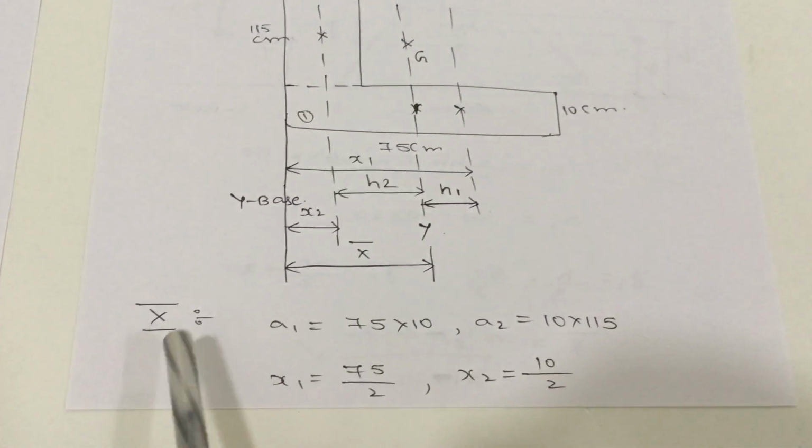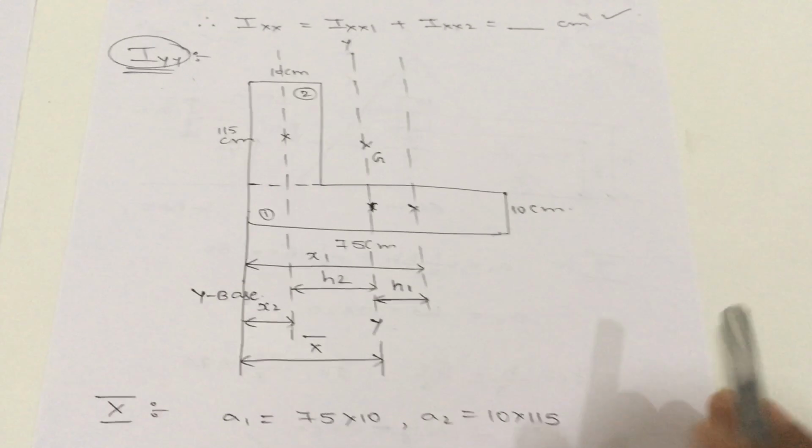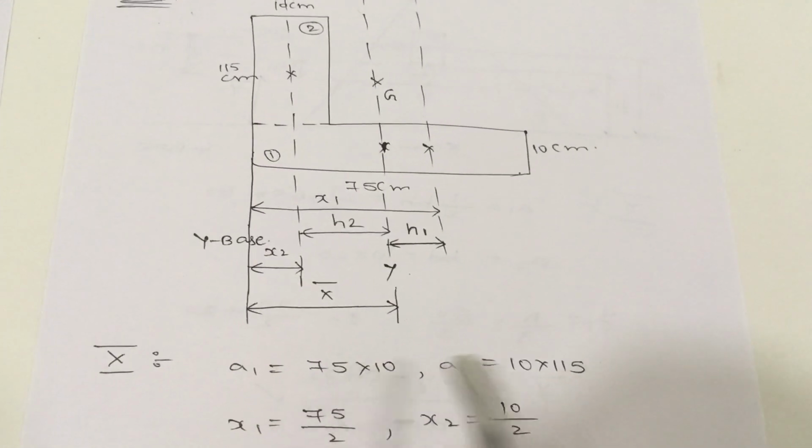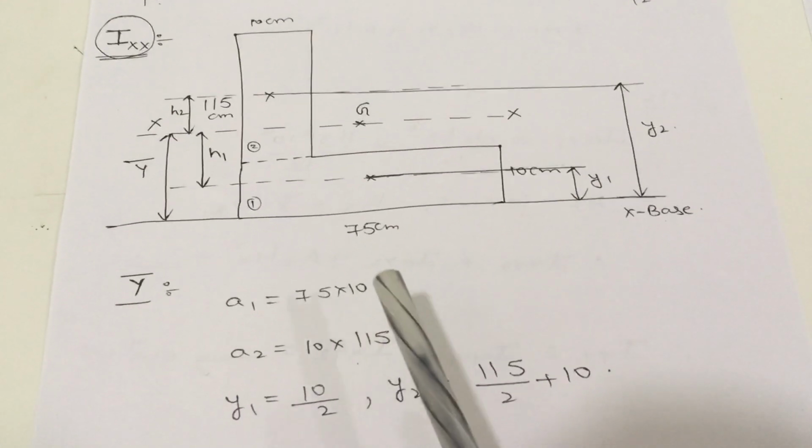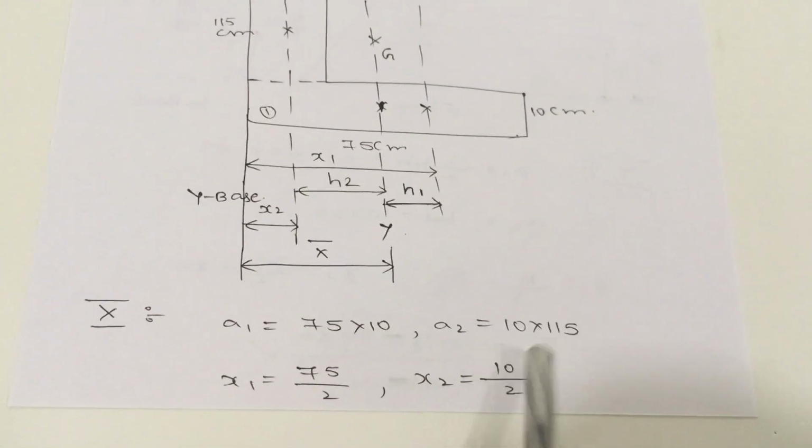Now here, first of all, we will calculate the x bar value. We already calculated the area values in the y bar calculation, so substitute those values only here.